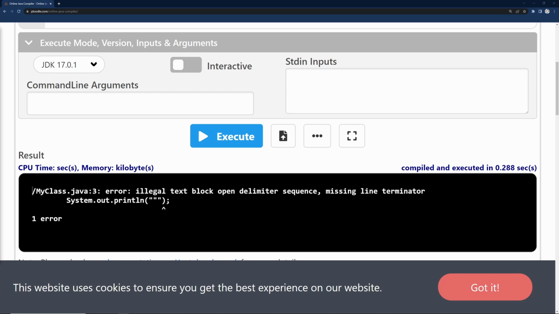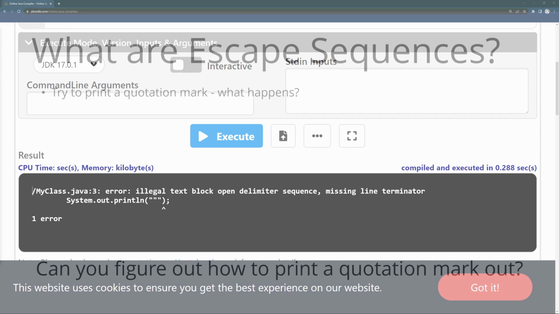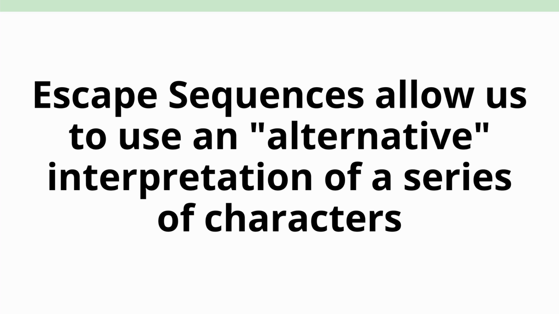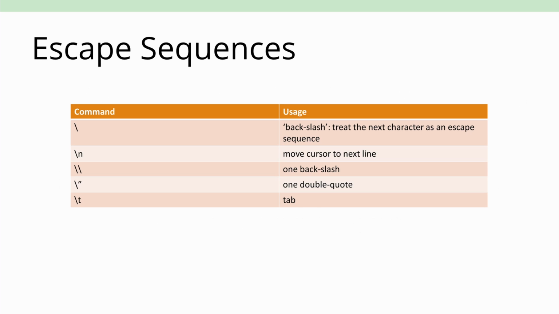Well, I guess it's a good time to talk about the escape sequence. So, what are escape sequences? Well, escape sequences allow us to use an alternative interpretation or an alternative functionality of a character. So what does that mean? Well, we have a very special character. It's called the backslash. If you're using a normal keyboard, you should see it near your right hand, your pinky, if you go to the bottom row, near the shift. Okay, so this is a backslash.